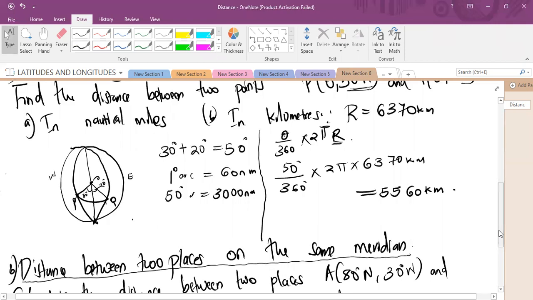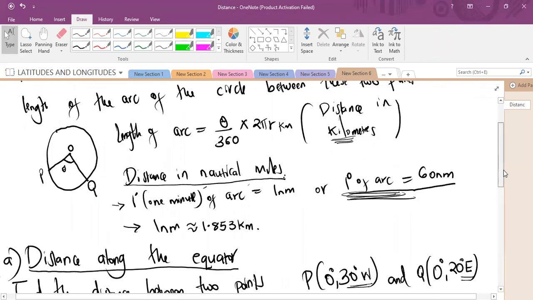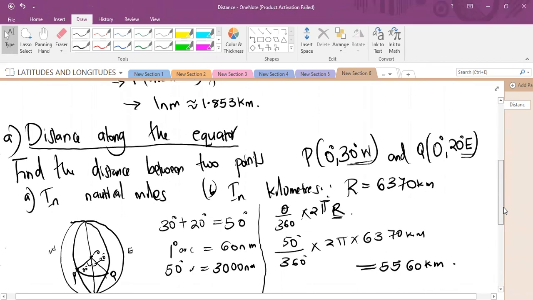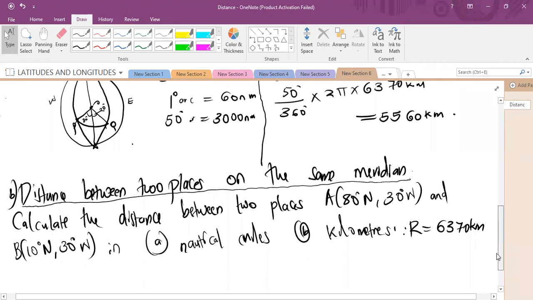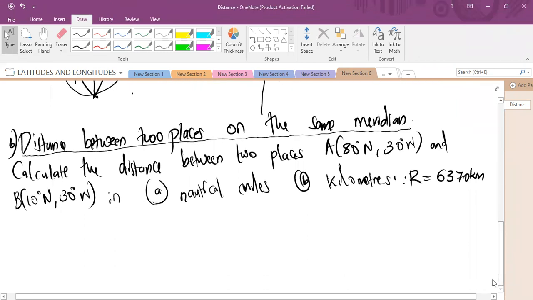Okay, still under distance between great circles, let's look at the meridians, because the meridians are also great circles. So, distance between two places on the same meridian. Now let's say we're being told to calculate the distance between two places. A is 80 degrees north, 30 degrees west, and B is 10 degrees north, 30 degrees west. So we can clearly see that both of them are on the 30 degrees west. Are we together? So both of them are on the same meridian, 30 degrees west.